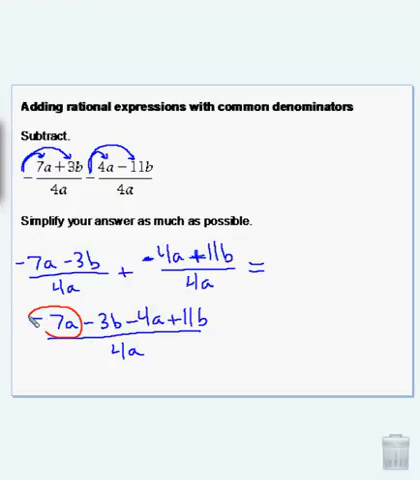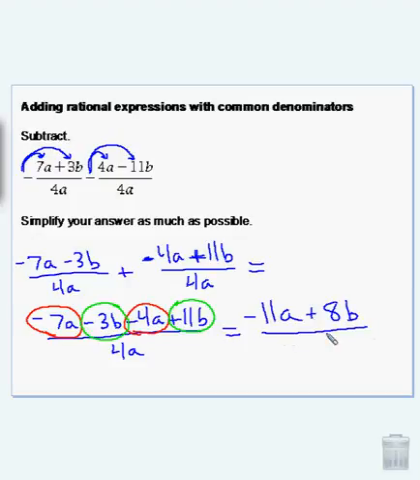I have 7a and 4a, both negative. So since they're both negative, we'll add them together to get negative 11a. And then I have negative 3b plus 11b. Since those signs are opposite, I subtract and get 8b over 4a.